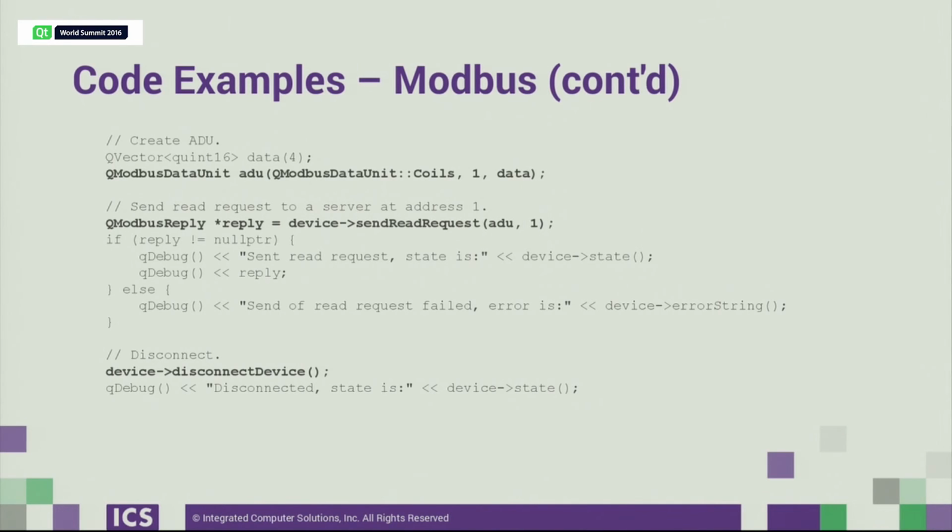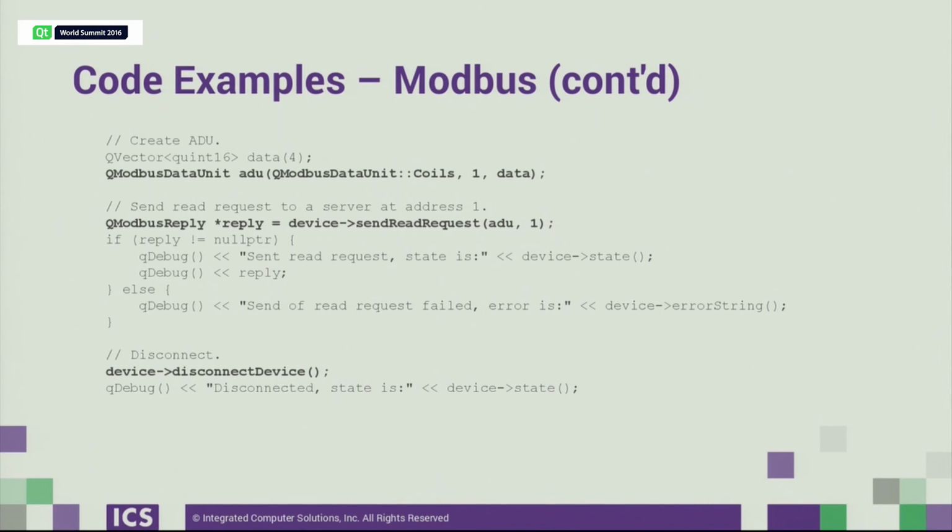And then typically create some packets with some data information. So here I've created an ADU, which is part of the packet, and then send a request out with that packet to ask a device to read for me and return the information back. So I'm calling sendReadRequest. And then when I'm done, I can call disconnectDevice.